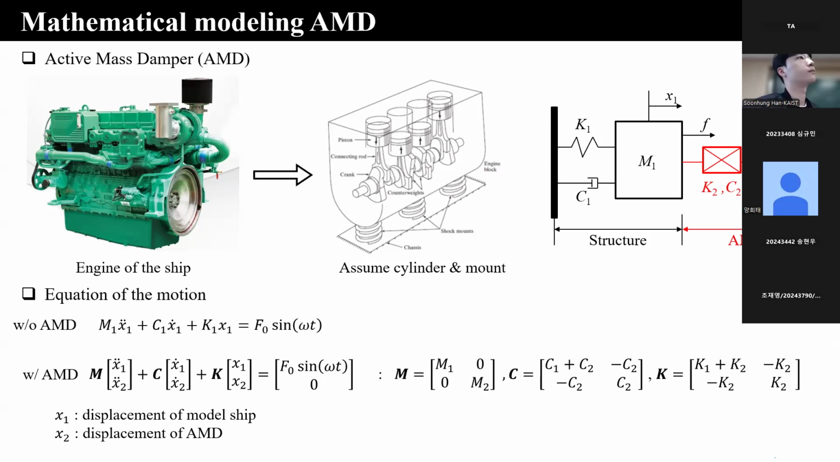If the active mass damper is changed for different types of engines, like gasoline engine or diesel or equivalent, can one active mass damper fit all of those ships, or should it be better?